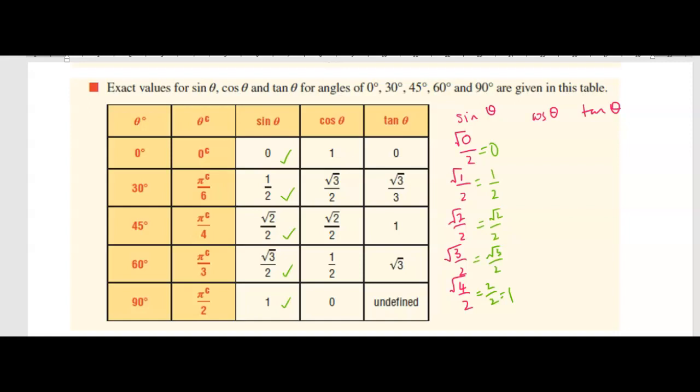We do the same for cos. We put them all over 2. But this time, instead of going 0 to 4, we go backwards, from 4 down to 0. And we'd also take the square root.